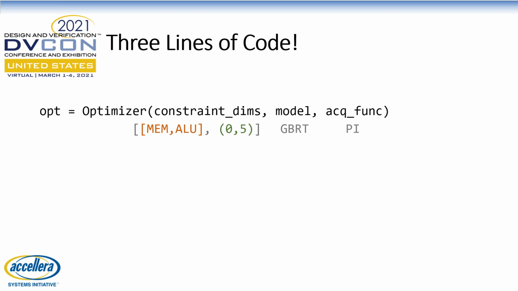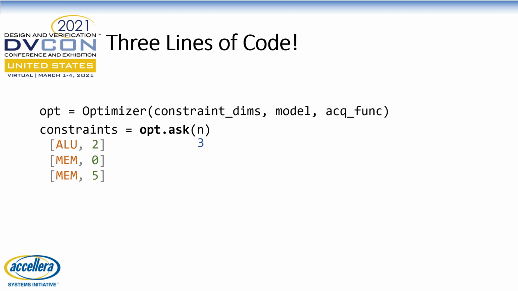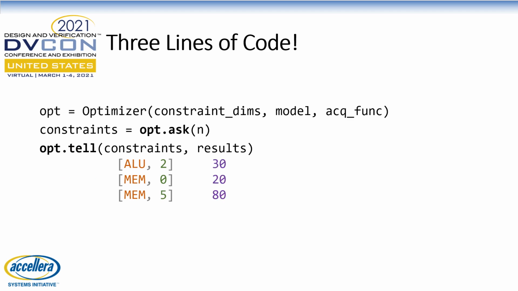and a numeric constraint representing some sort of cycle time between 0 to 5. Next, we can ask BayesOpt for 3 constraints, upon which it will generate 3 samples. We can then run 3 tests with these constraints, gather the feedback, and tell it back to BayesOpt. Every tell call refits the optimizer's machine learning model with all the data it has ever been told. The next ask call will suggest constraints to try based on the updated model.